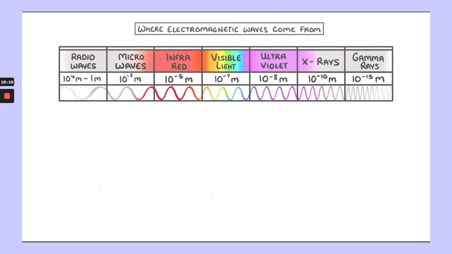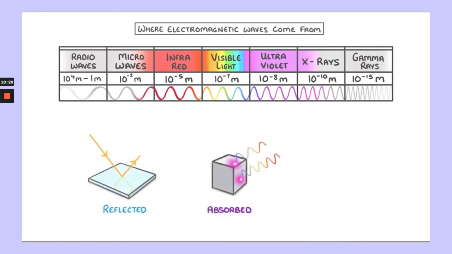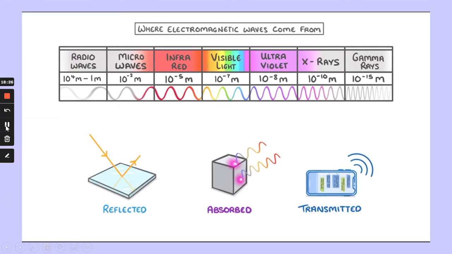Once they've been emitted, all of these waves can then travel across the universe through empty space. And when they come into contact with something, they can be either reflected, absorbed, or transmitted. Or sometimes a combination of these three might happen.